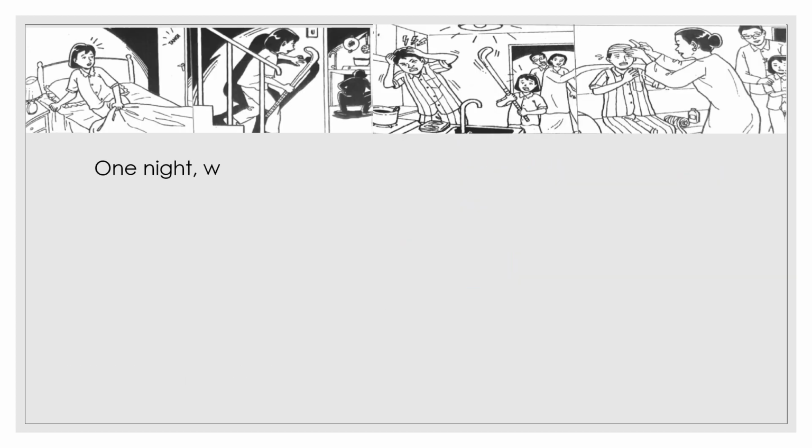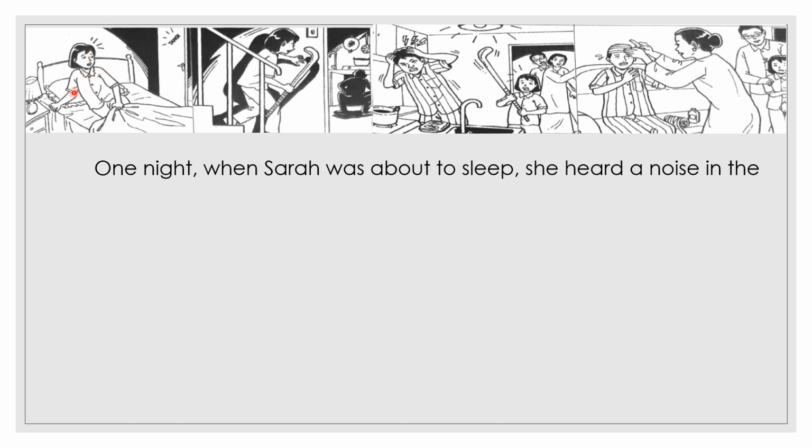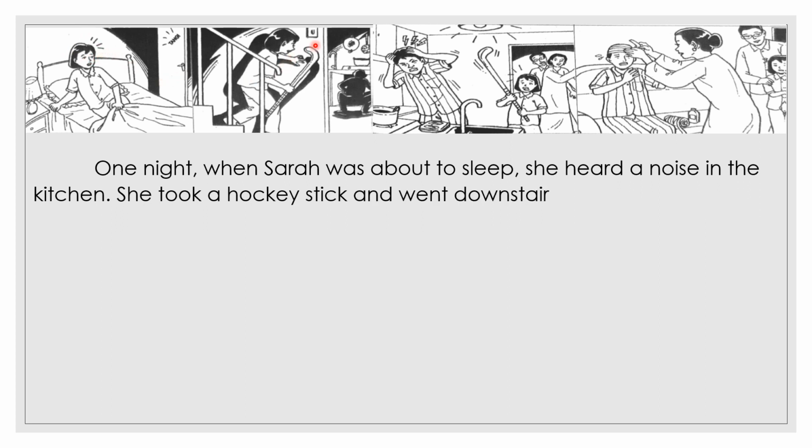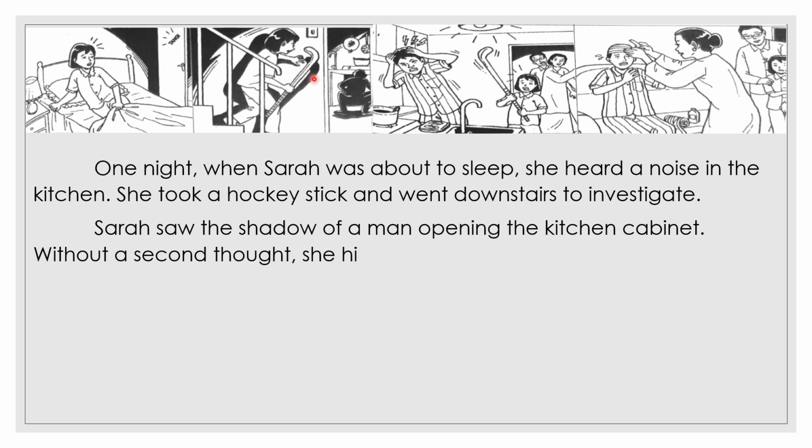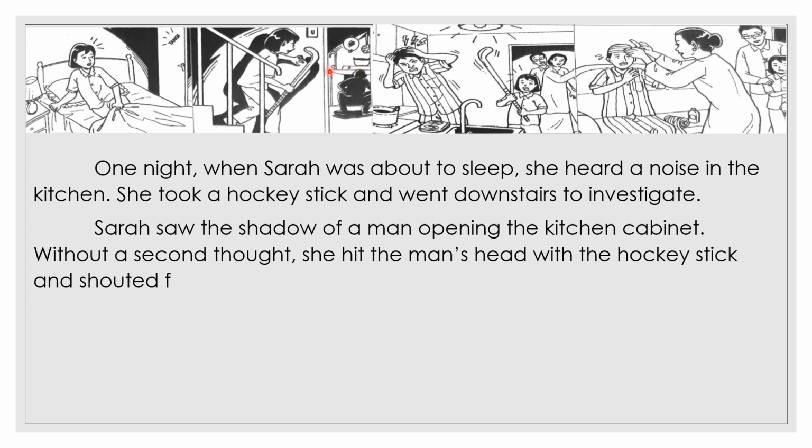Okay, let's go through the whole essay again. Right, one night when Sarah was about to sleep, she heard a noise in the kitchen. She took a hockey stick and went downstairs to investigate. Sarah saw the shadow of a man opening the kitchen cabinet. Without a second thought, she hit the man's head with the hockey stick and shouted for help. The man cried out loud.